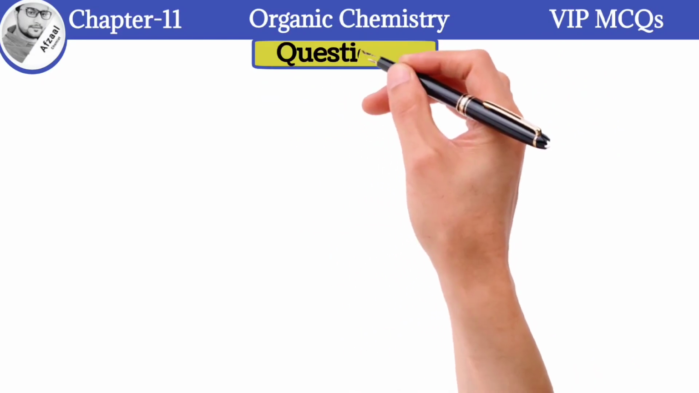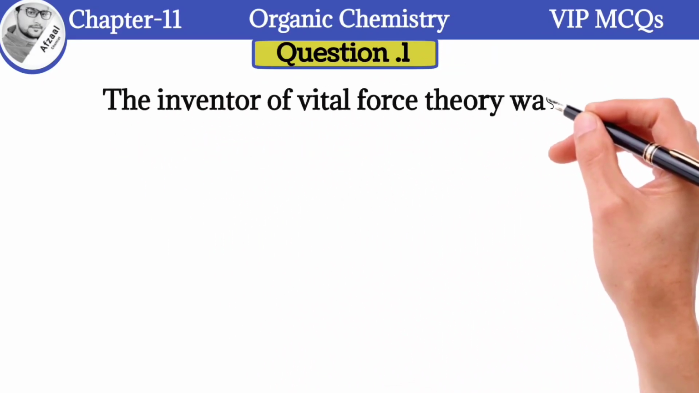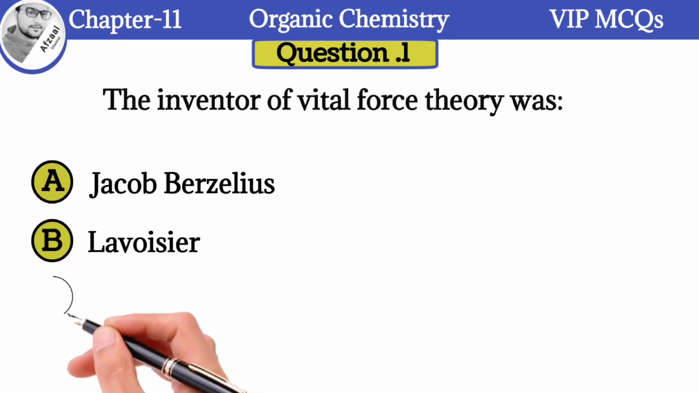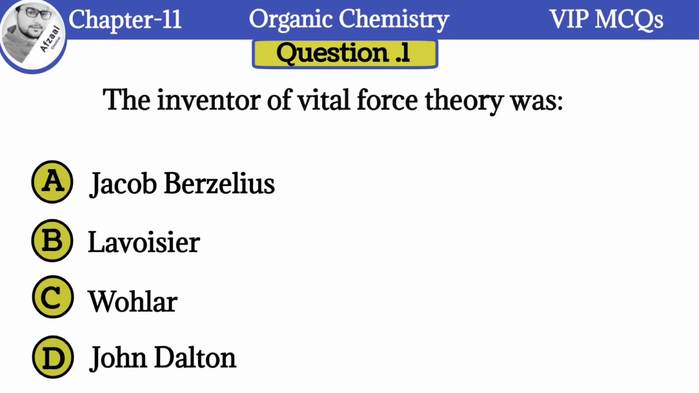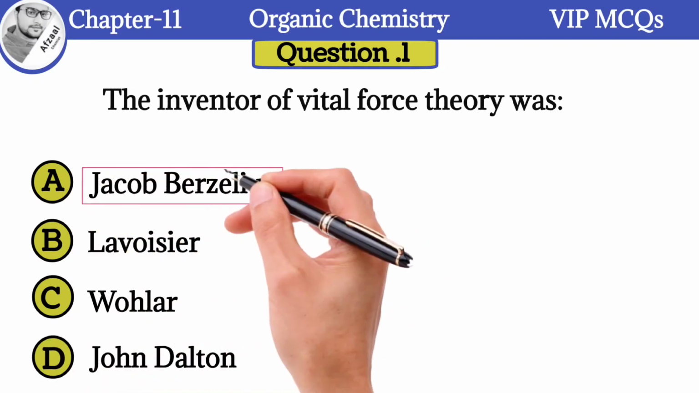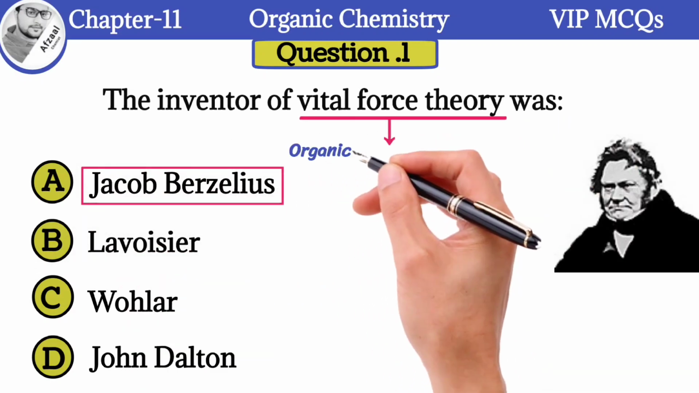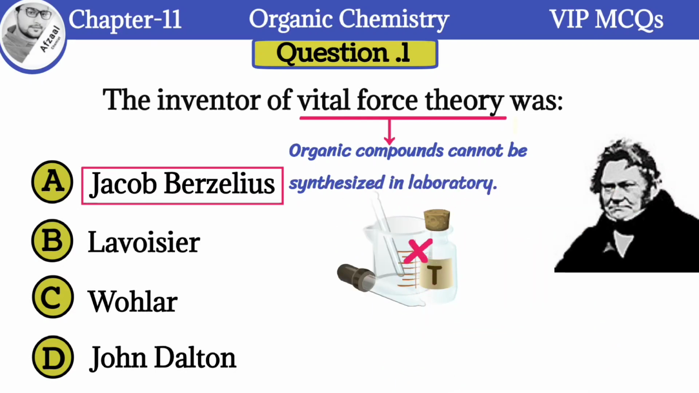The first question of this video is: the inventor of vital force theory was? Option A is Jacob Berzelius. Option B is Lavoisier. Option C is Wohlar. Option D is John Dalton. The correct option is A. Jacob Berzelius presented a theory known as vital force theory. He stated that organic compounds cannot be synthesized in laboratory because they need vital force, which is found in living organisms.